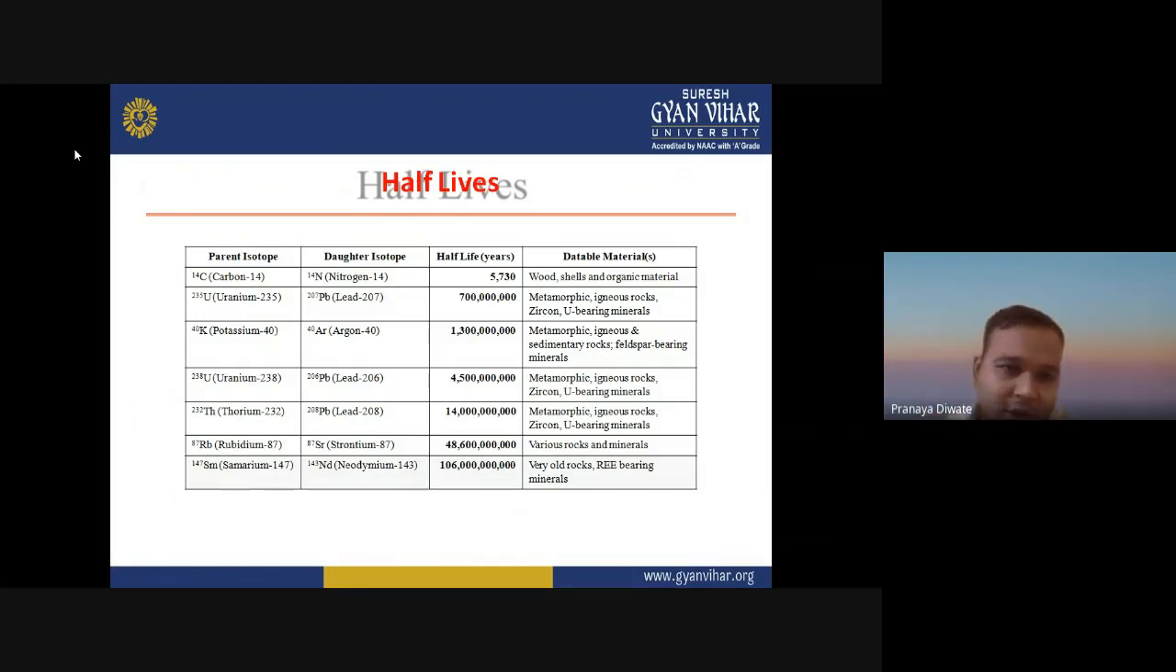Then you have uranium 235, which converts into lead 207, requiring millions of years. Then you have potassium, which is converted to argon, which again requires millions of years. Then you have uranium 206 again. So these have very long cycles.